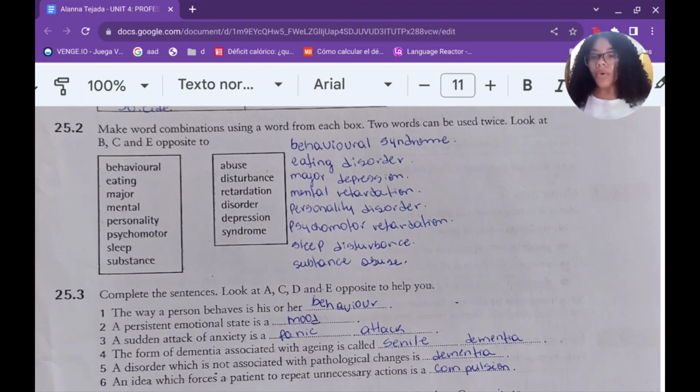25.2. Make word combinations using a word from each box. Two words can be used twice. Look at B, C, and E opposite to help you. So I'm going to be reading the word combinations, okay? Behavioral syndrome, eating disorder, major depression, mental retardation, personality disorder, psychomotor retardation, sleep disturbance, substance abuse.